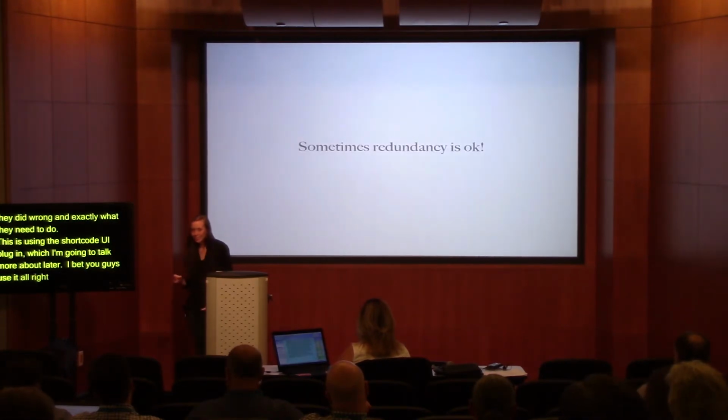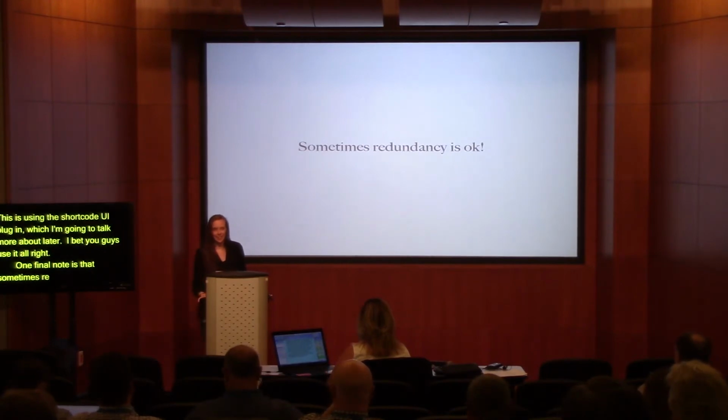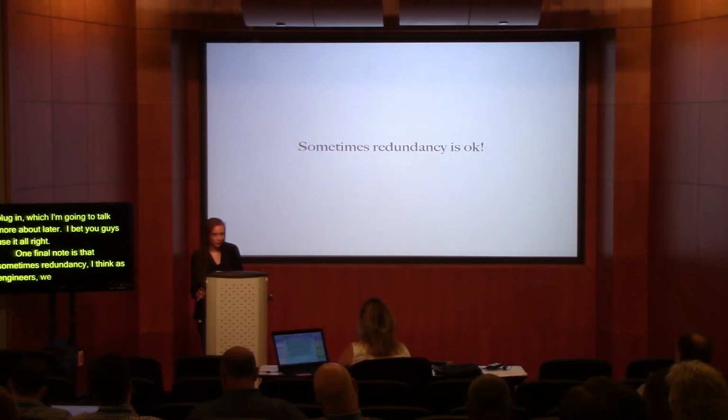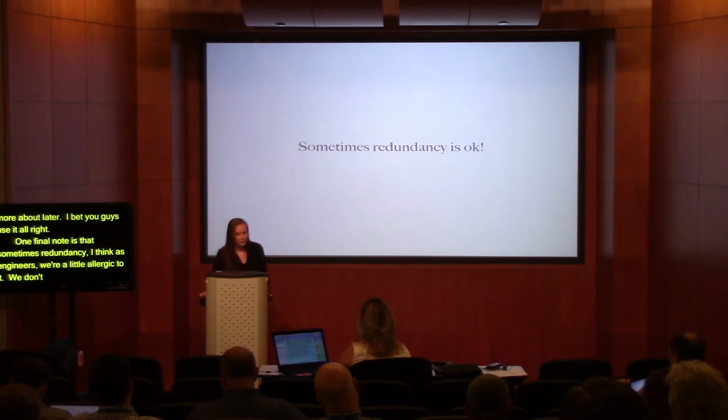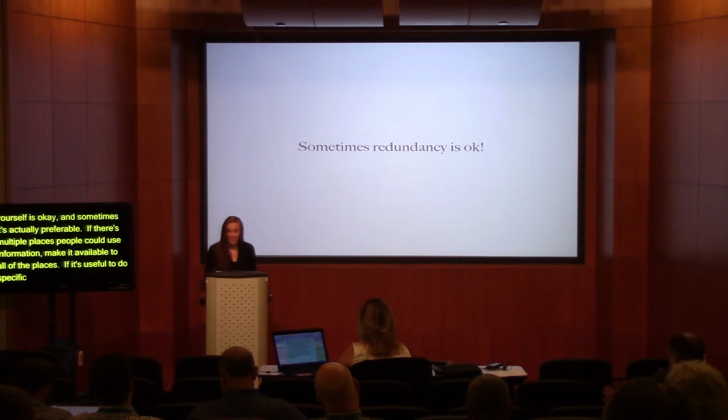One final note on this general topic is that sometimes redundancy is okay. I think as engineers, we're a little bit allergic to it because we don't want to repeat ourselves, that's inefficient. But when it comes to interfaces, repeating yourself is okay, and sometimes it's actually preferable. If there are multiple places where people could use information, make it available in all those places. If there are multiple places where it'd be useful to do a specific task, make it so that you can do it in those different places.